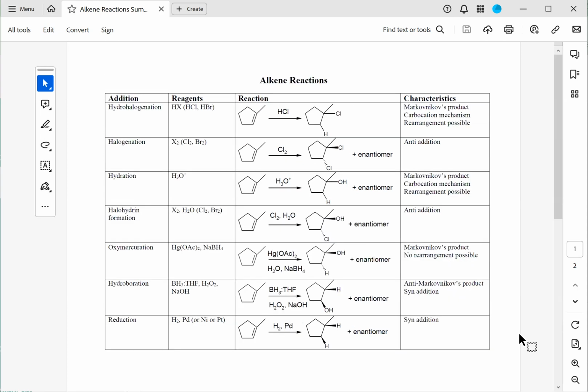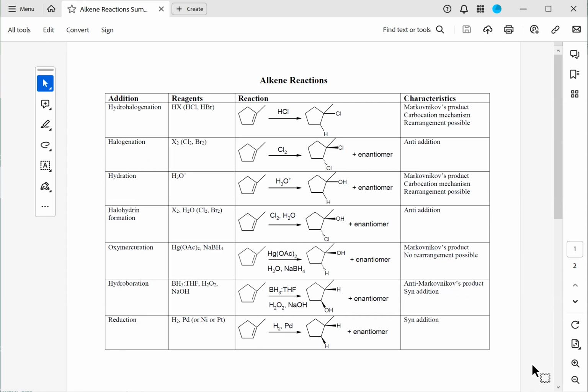I don't do all the mechanisms. We can say a sigh of relief over there. I do some of the mechanisms. You can find all the mechanisms in Klein. Klein covers all the mechanisms, okay? So I don't have to.